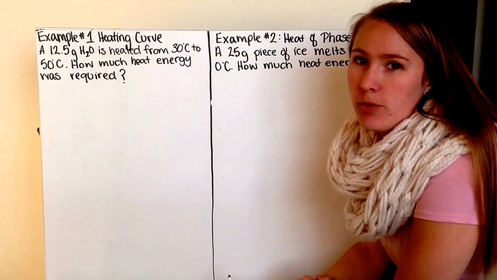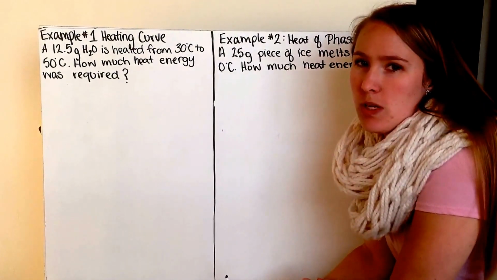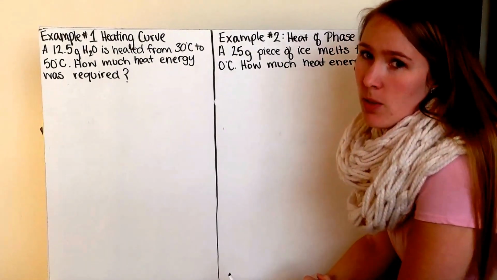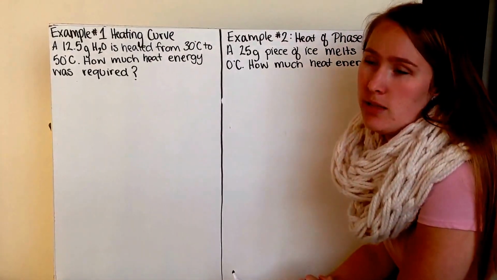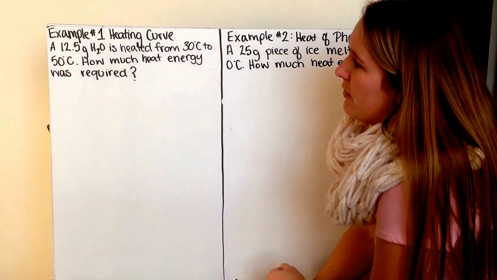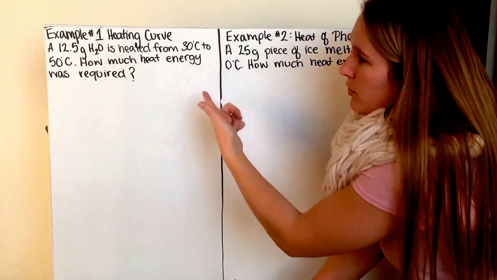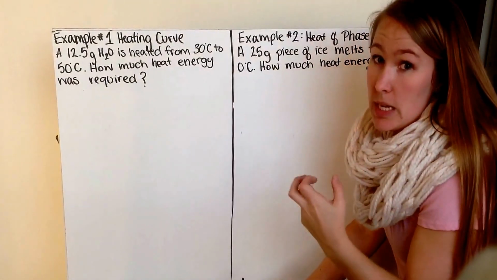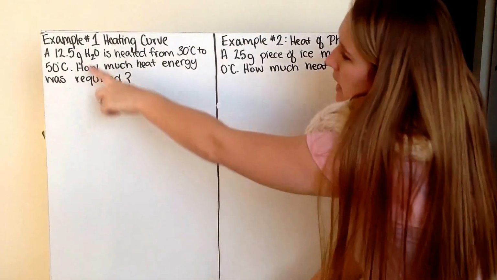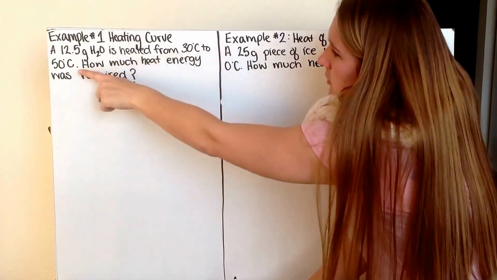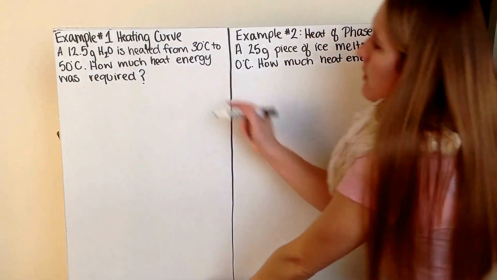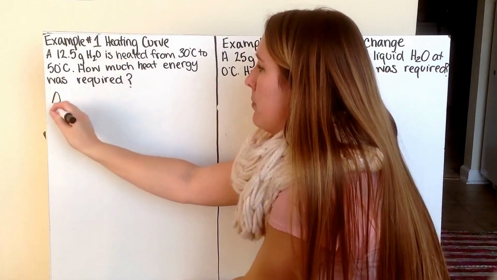This video is on our 3 different types of calculations we can do with thermodynamics: heating curves, cooling curves and calorimetry, and heat to phase changes. So our first example, we have a heating curve, and we know that we're going to use the heating curve model because we have 12.5 grams of water that's being heated from 30 to 50 degrees Celsius. So right away we see we have a change in temperature.